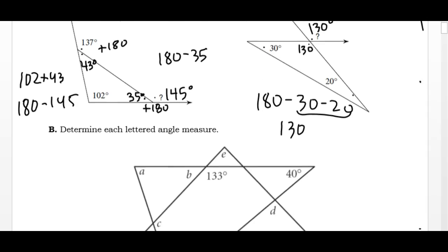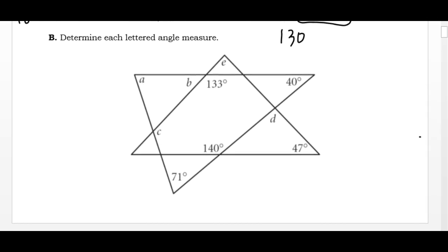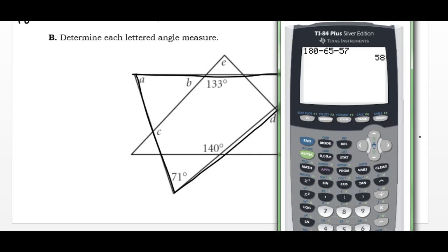I have a much larger example for letter B, but we're doing the same thing. We're trying to make 180 degrees using both linear angles and triangles, and using vertical angles, remembering that they're congruent. Let's see if we can figure out all of the missing letters in this picture. So normally we start with letter A and go in order. If I see this really big triangle right here, I see I have two corners of that triangle already. I have a 40 and I have a 71, and I need that third angle for letter A. So I'm going to go 180 minus 40 minus 71, which gives me 69 degrees for letter A.